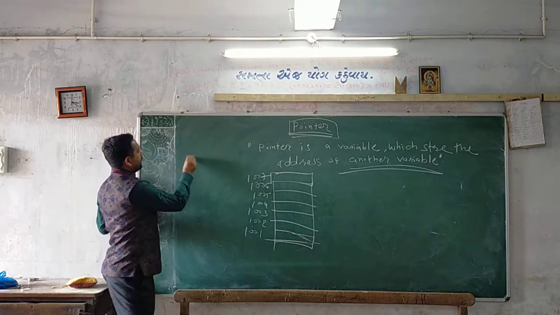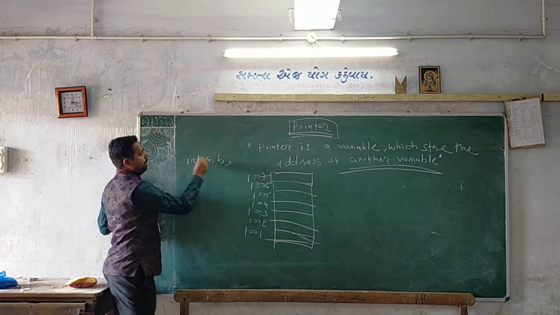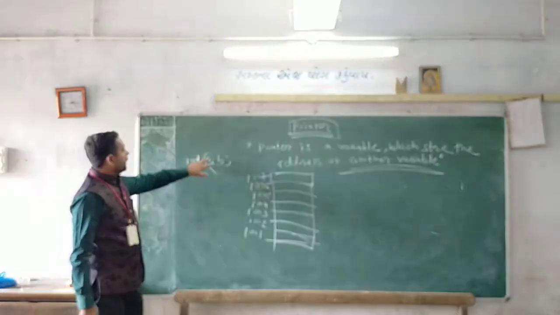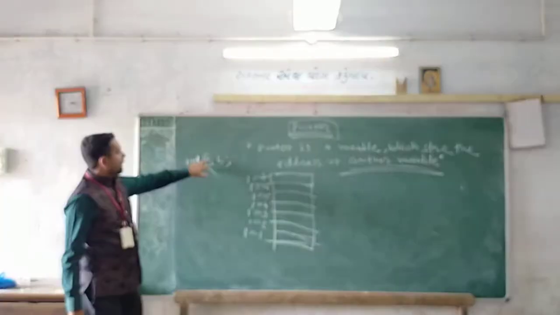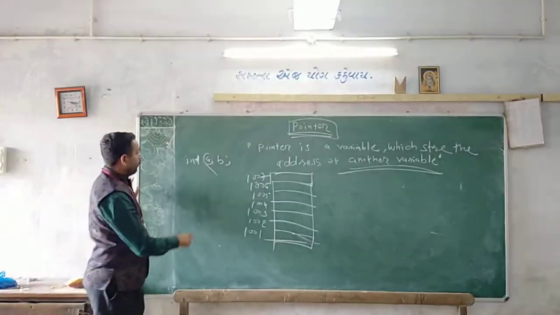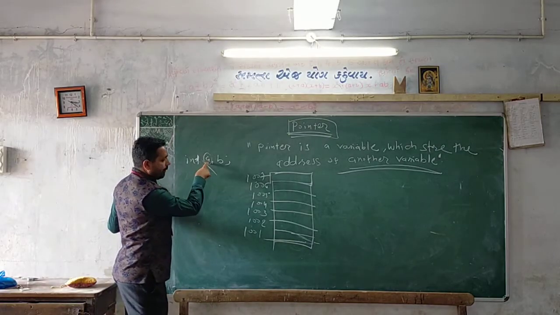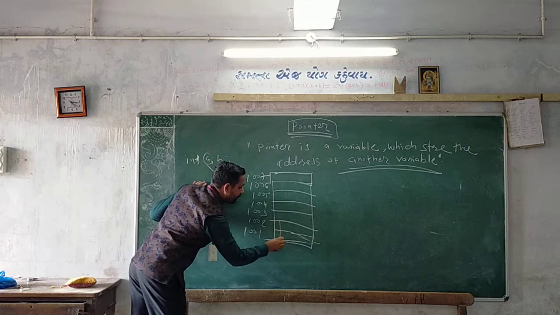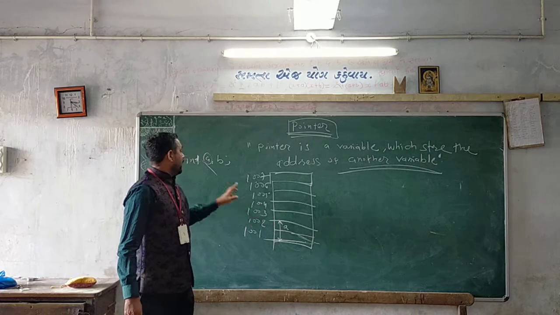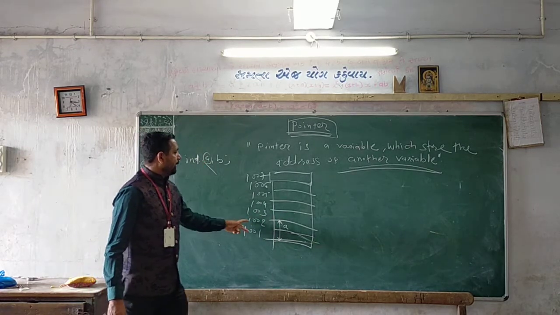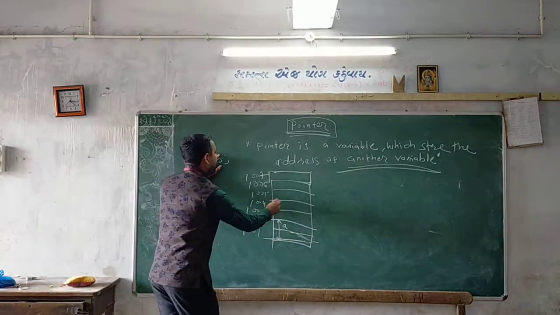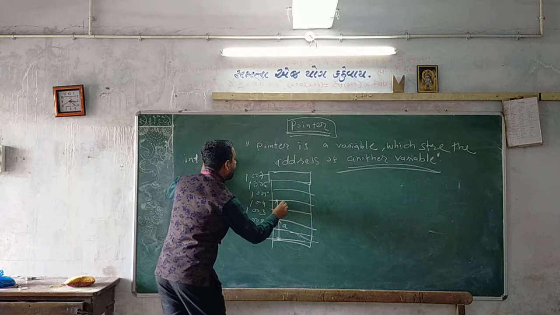There are two variables, integer a and b. This is an integer, so it needs 2 bytes. A has 2 bytes, b has 2 bytes. When we store the variable, it takes 2 blocks because every block has 1 byte. So integer a takes 2 blocks, 1001 and 1002. In the same way, b also takes 2 blocks.